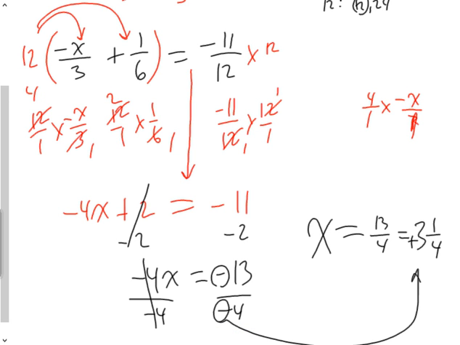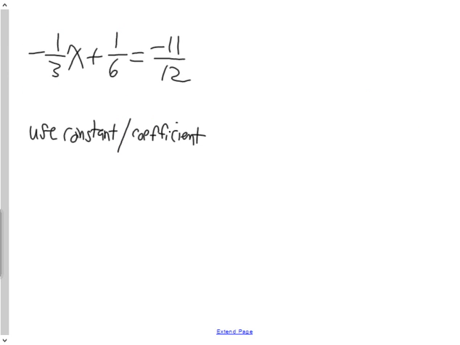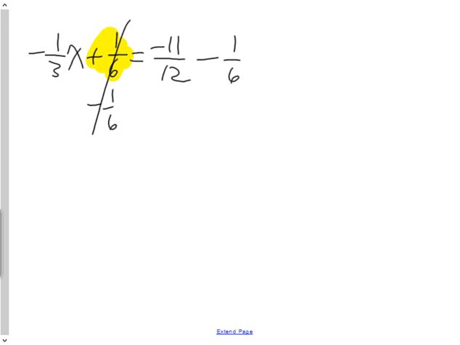And the same question again, except this time it says use the constant coefficient relationship. So for this one, I'm going to get rid of my constant first. And of course, it's very important that you know what the constant is. It's that plus or minus value on the side of the variable that is not attached to it, or not a part of the coefficient. So in order to get rid of a positive 1/6, I'm going to subtract 1/6 from both sides.